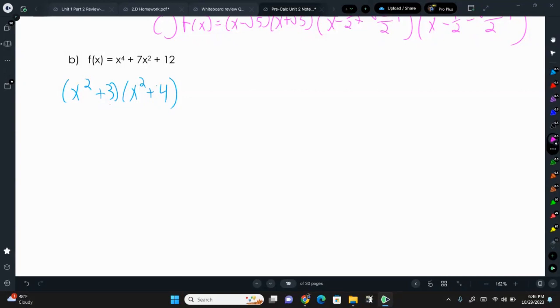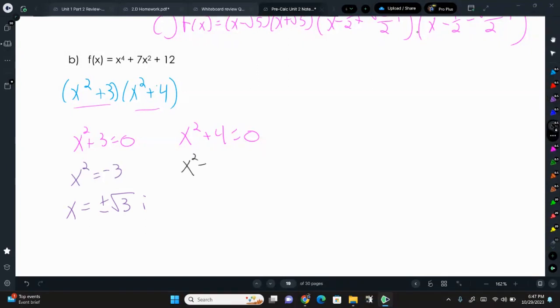And then we're going to set both of these equal to 0. x squared plus 3 equals 0. x squared plus 4 equals 0. Minus 3 from both sides. x squared equals negative 3. And then when we square root both sides, we get x equals plus or minus the square root of 3 i. And then here, x squared equals negative 4. x equals plus or minus 2, oops, I forgot the i, plus or minus 2i.